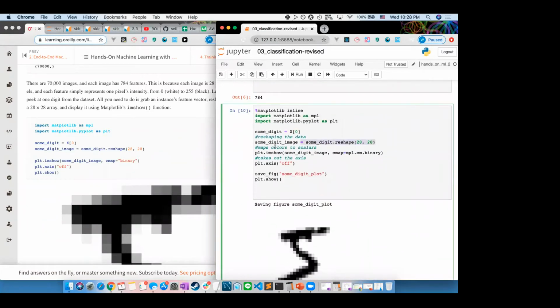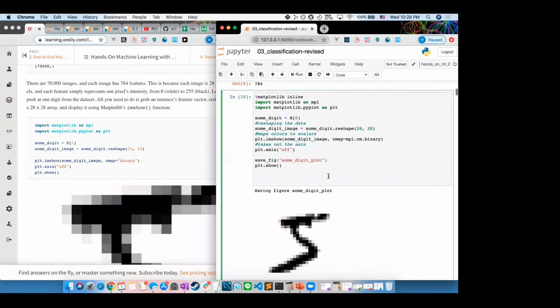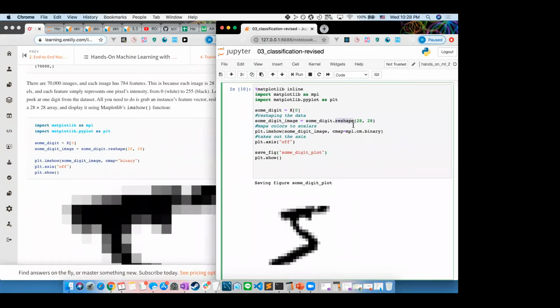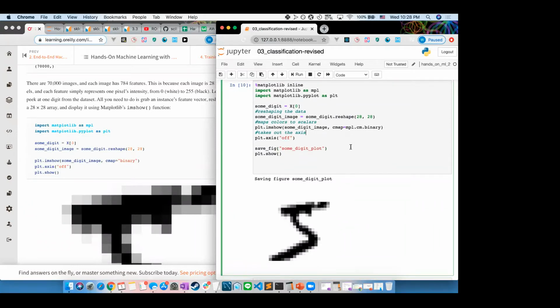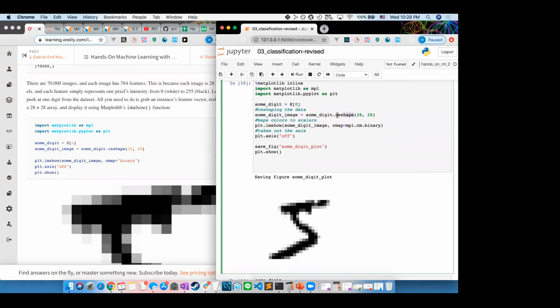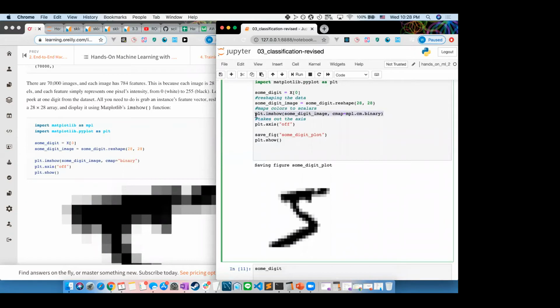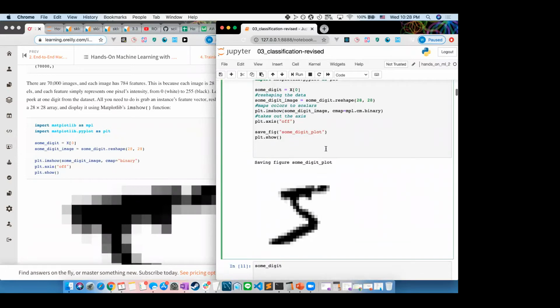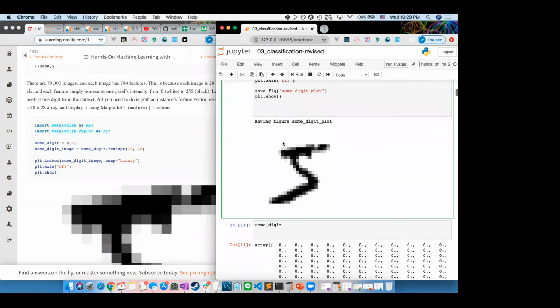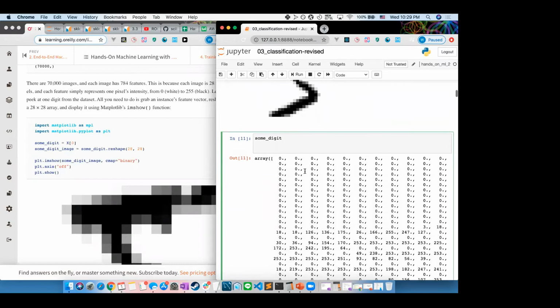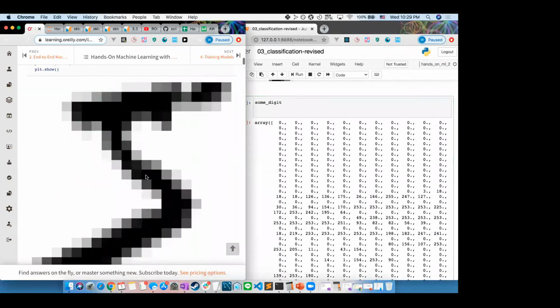We want to reshape the data to 28 by 28, and we just call dot reshape. That's the standard method of an array. This is basically mapping the colors to scalars so that it will show actually black and white instead of just numbers. And we want to take out the axis, and we show that it's actually a 5, but it could also be like a 3, but it's actually a 5. Cool. So, any questions?